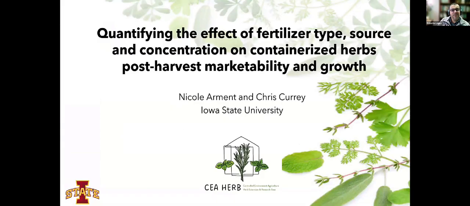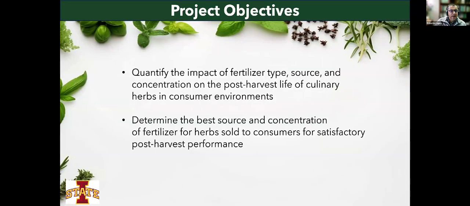So the first study is being done at Iowa State, and this is looking at the influence of fertilizer type and concentration on containerized herbs. So this is looking at during production, during retail, as well as in the consumer home. So really, they're wanting to look at, some consumers want an organic product, while others are not necessarily concerned by that. They're more concerned in how many times they can harvest from a potted herb.